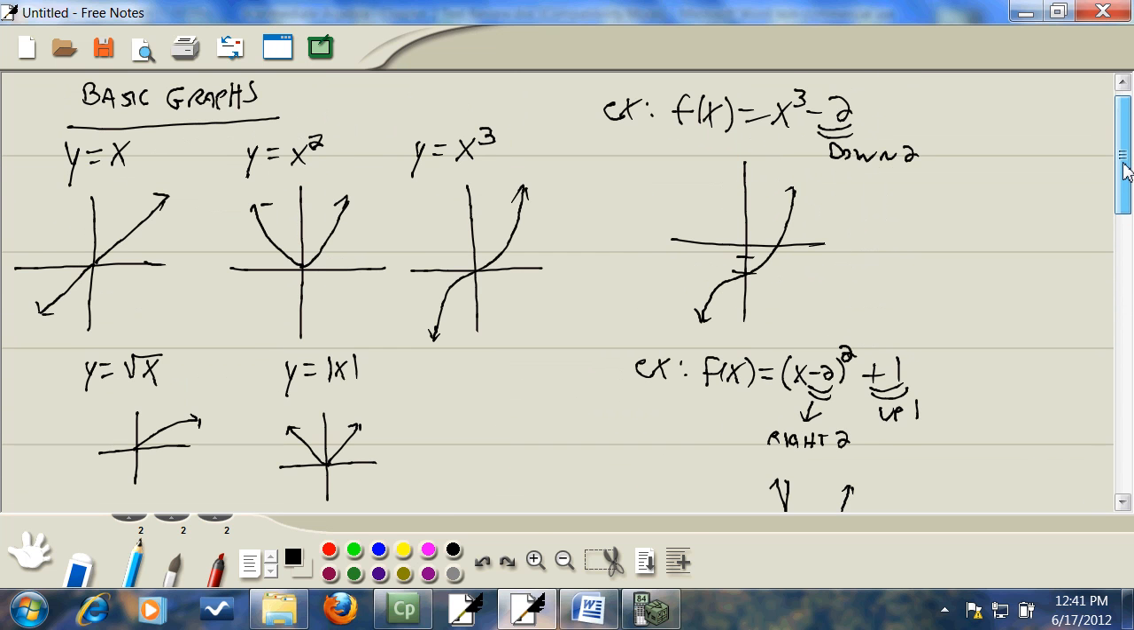Now, if you don't want to use those, you can just plot points. I'm not going to show that.